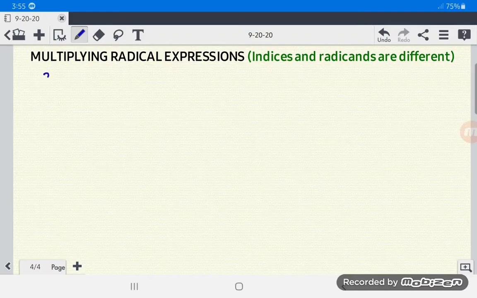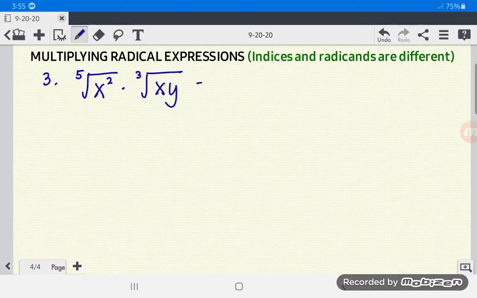Number 3. Let's say we have the 5th root of x squared times the cube root of xy. The first step is to rewrite each radical into exponential form. So, we have x to the 2 over the index 5, times xy, enclosed in a parenthesis, with an exponent of 1 over the index 3.